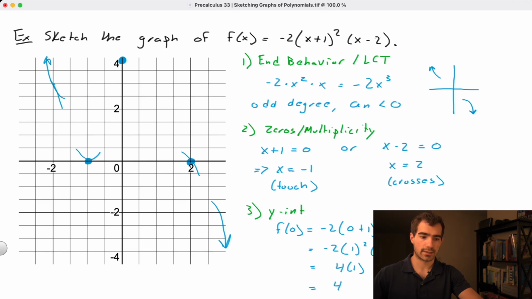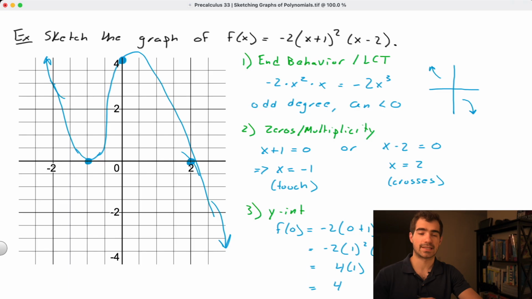Now, we could consider symmetry here, but because this has both odd and even exponents, it's not going to be either an even symmetry or an odd symmetry. And so we can go ahead and sketch in the rest of our graph to look something perhaps like this. Hopefully your artistic skills are a little bit better than mine, but this at least gives us the general shape of what this polynomial is going to look like.